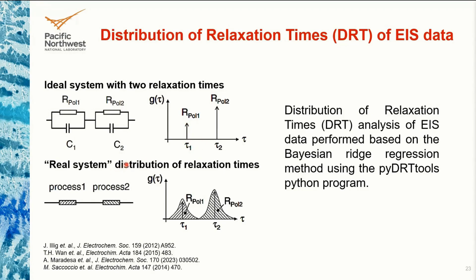However, when we do a distribution of relaxation time analysis based on a Bayesian approach or any other analysis method, using tools like pyDRTtools, which is on a free Python platform, you can generate a distribution of each time constant. That means instead of having one peak, you get the distribution of the resistive values, and the shape of this tells you more about how a particular event, for example charge transfer, relaxes over time.